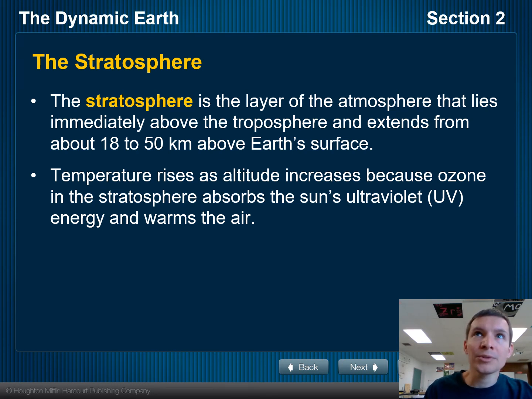So some people said, well, we could fix the hole in the ozone by just releasing more ozone into the atmosphere, and it'll close that hole up. Well, the problem is getting it up there and making it work the way that you want it to. We'll get back to the hole in the ozone here in a little bit.